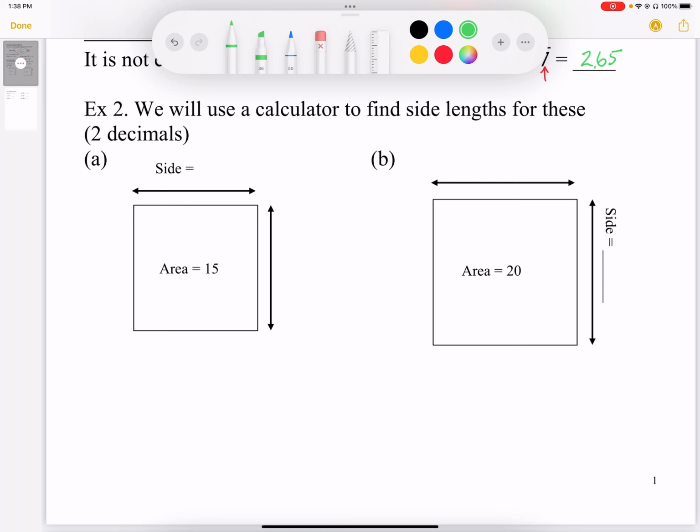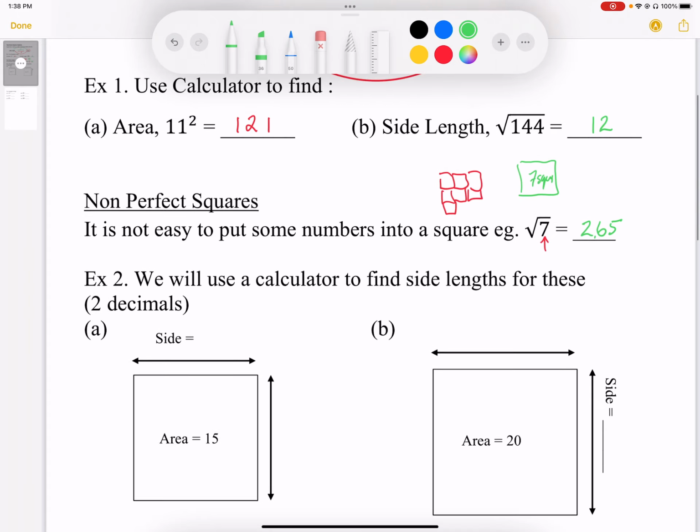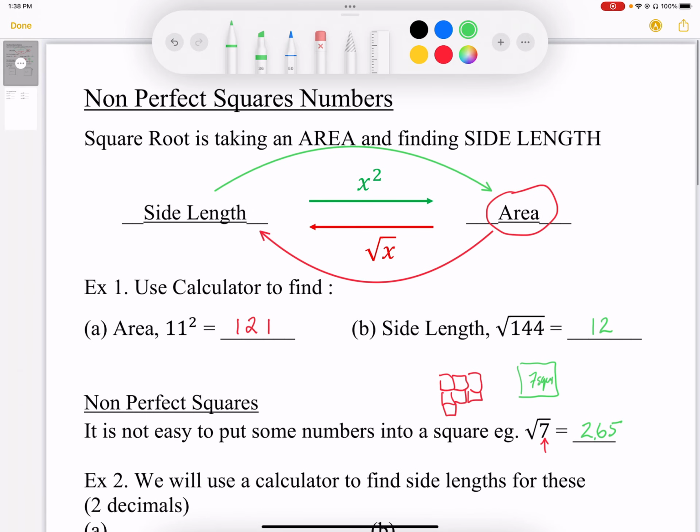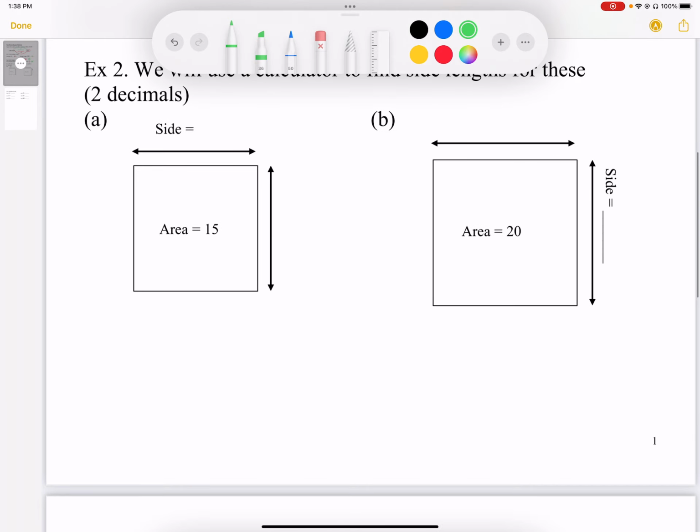In example 2, you're going to do the same thing. You're going to use your calculator to find the side lengths and do this to 2 decimals. So you're starting with an area of 15. If we start with area, we're going to find side length by square rooting. So I'm going to take the area and square root it. So the side length is going to be the square root of 15. You type that into your calculator.